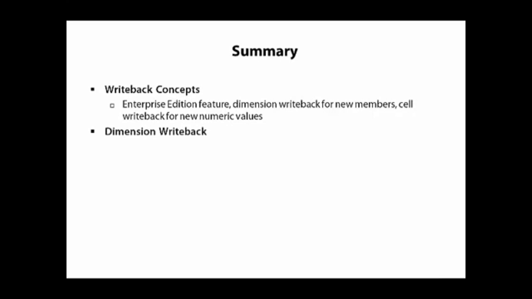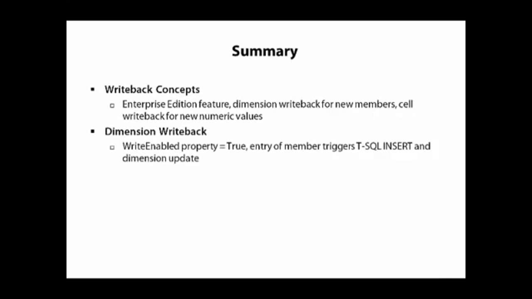To implement Dimension Writeback, we set the write-enabled property of the dimension to true. Then authorized users can add new members to a dimension. Only the dimension member name is required from the user, and then Analysis Services sends a T-SQL insert statement to the relational source and then runs an update process on the dimension to add in the new member.